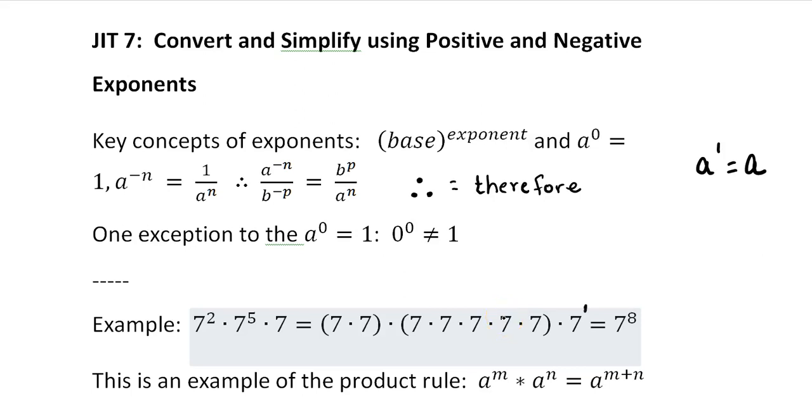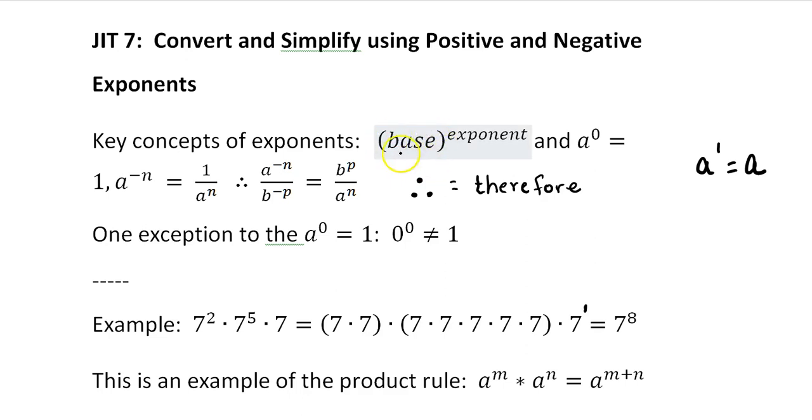Welcome back. We are going to start talking about just in time or review number 7. We're going to convert and simplify using positive and negative exponents. I'm going to go back to the very, very beginning, not to make anybody feel uncomfortable or feel like I think you're stupid. You're not. But I want to make certain that everybody has the information that they're going to need.